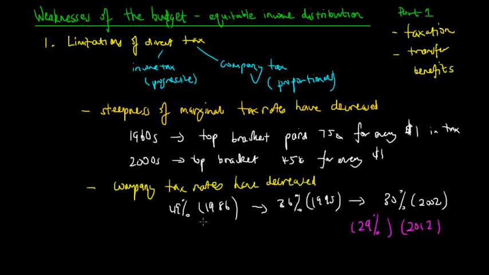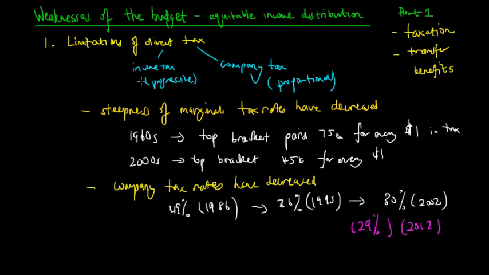So we can see that there has been a trend in recent years of a decline in company tax rates, and so the consequence that has on equity is that those companies who earn higher profits pay lower rates of taxation, and therefore the government has a decreased revenue source, and so they would be able to transfer less in transfer payments to those who are genuinely needy for transfer payments. So that's the first major limitation to the budget, that direct taxation rates have decreased significantly over time.